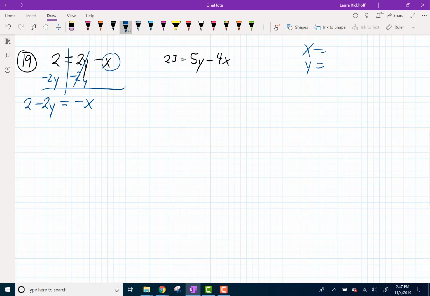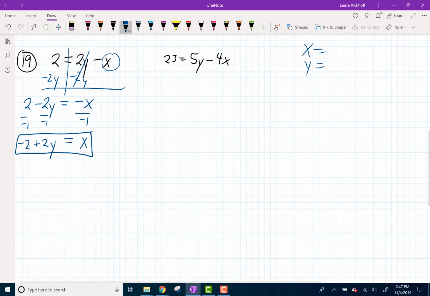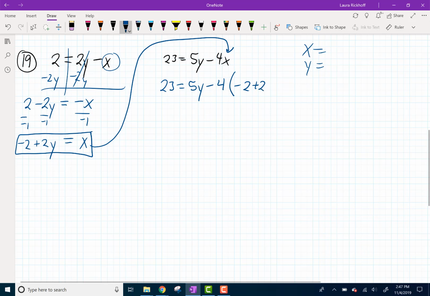And then I'll have to divide everybody by a -1 in order to get a positive x, which I want. And then, so I'll have -2 plus 2y equals x. So now I'll take that and I'll stuff it into the other one. So I'll have 23 equals 5y times 4 minus 4 times -2 plus 2y.